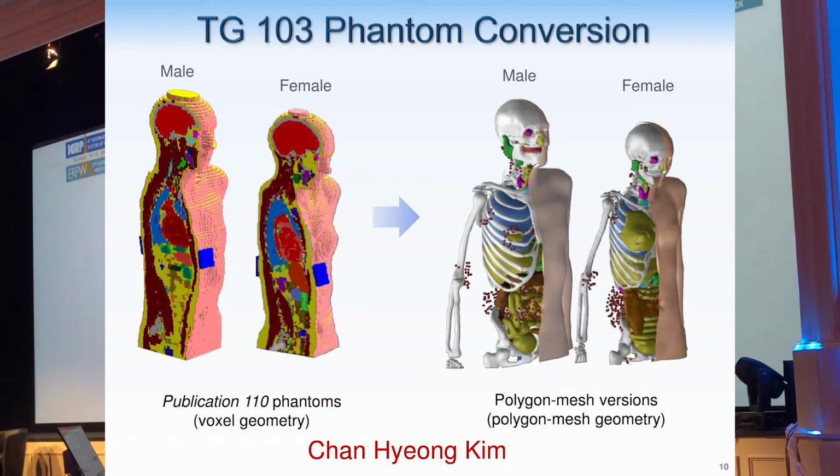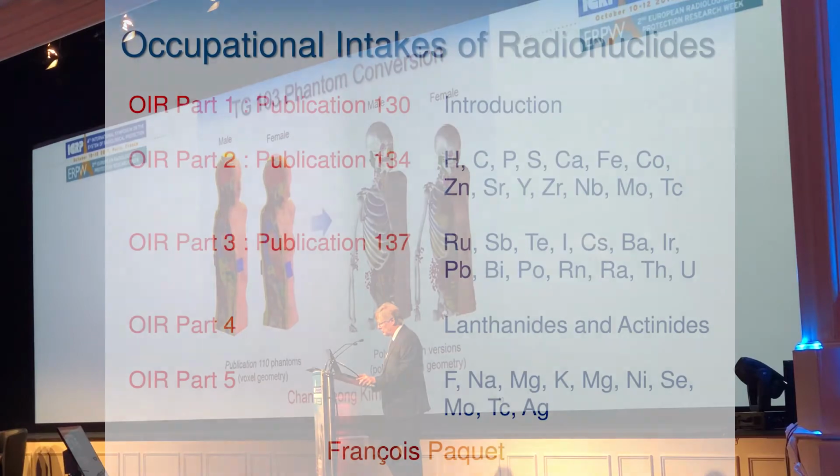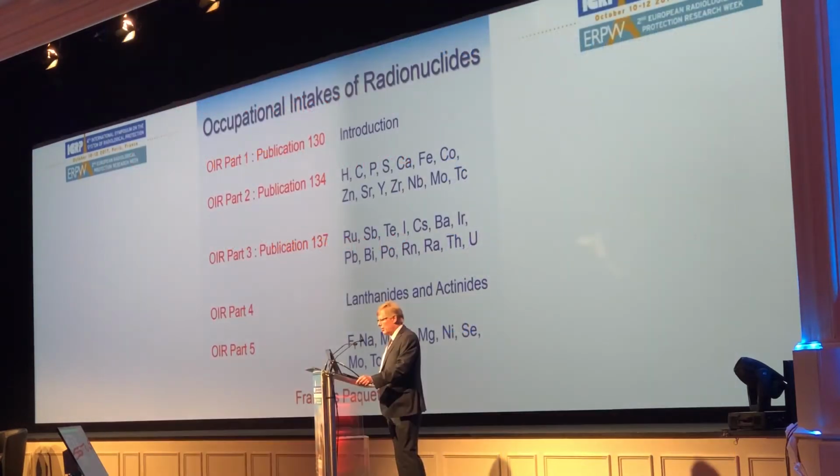And also within Committee 2, we have work on conversion of those phantoms to polygon mesh format, which then allows all calculations to be done within the one model, including calculation of doses to target layers, which can be micron thick within particular organs and tissues. Again, we'll be hearing about that from Chan-Hyung Kim in a little while. We'll also be hearing about dose coefficients for internal emitters from Francois Paquet later.